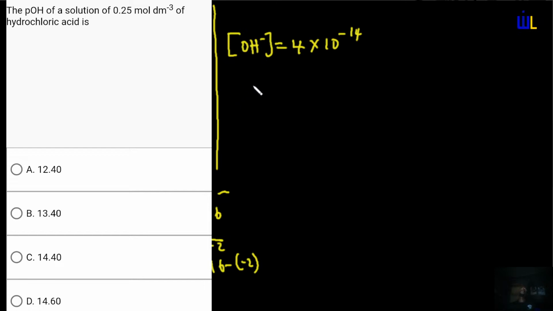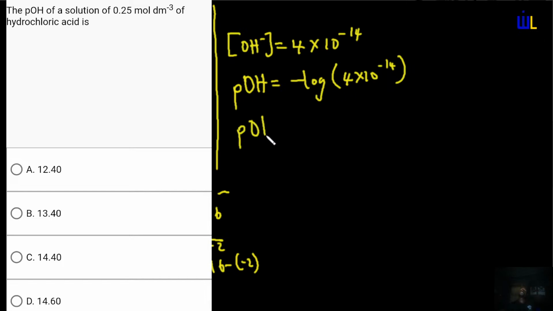Now to resolve this, what are we going to do? We now have the concentration of OH, so pOH equals negative log of 4 times 10 raised to the power minus 14. As I said, once you have two numbers, you need to separate them by opening with log. Sorry, I told you that once you have a times, it turns to plus. So it is negative log 4 plus log 10 raised to the power minus 14.